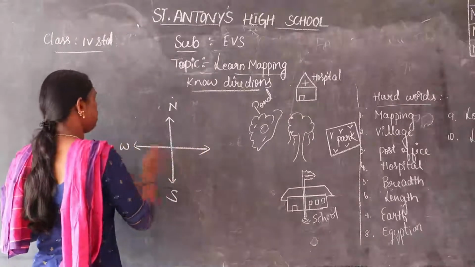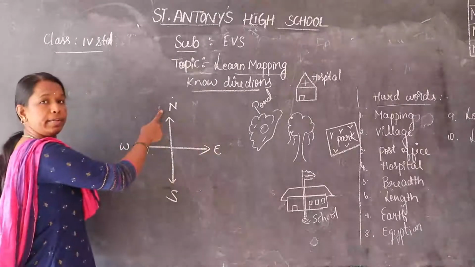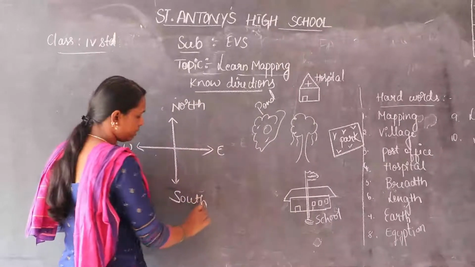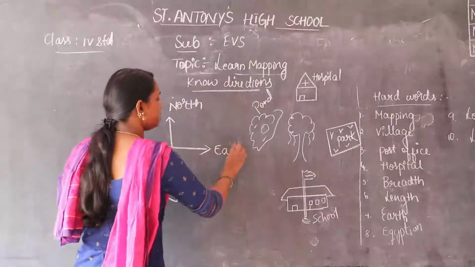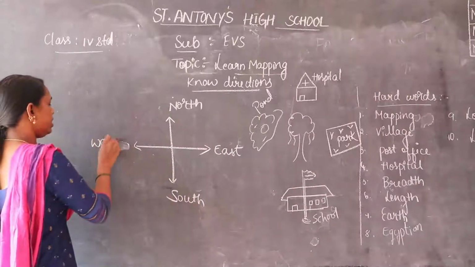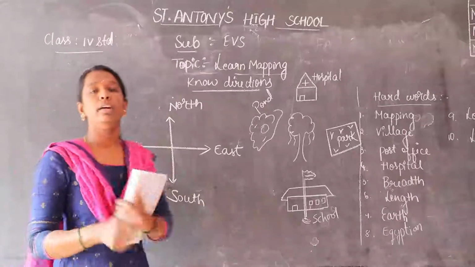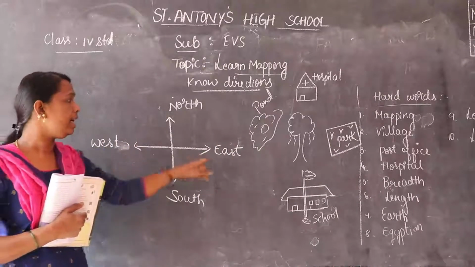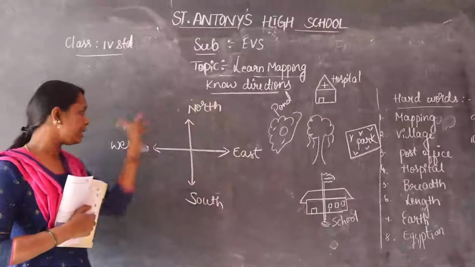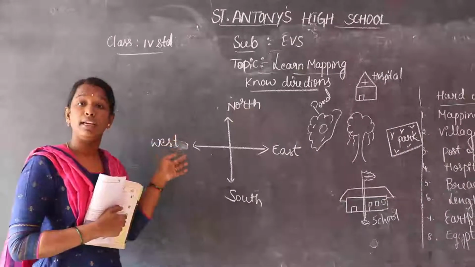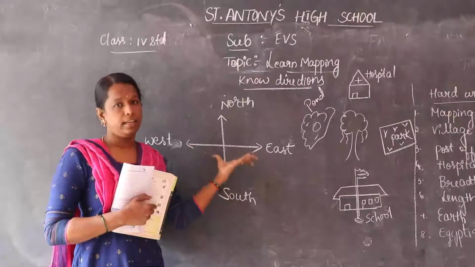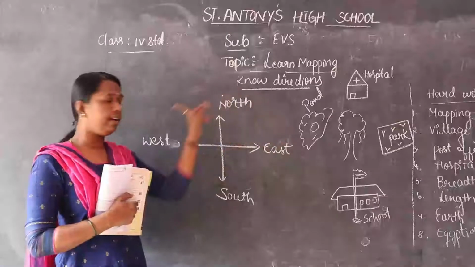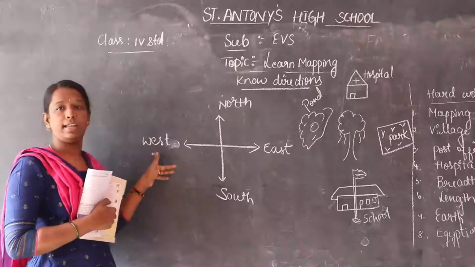Next, west and east. N represents north, N-O-R-T-H. S represents south, S-O-U-T-H. E-A-S-T, east. W-E-S-T, west. Children, how to locate the directions? When the sun rises, it rises in the east direction and sun sets in the west direction. So in that way we recognize the directions of east and west.